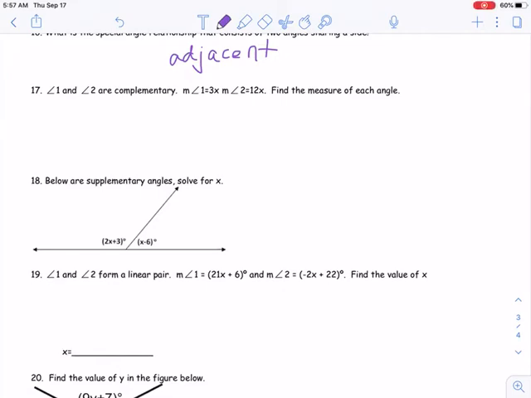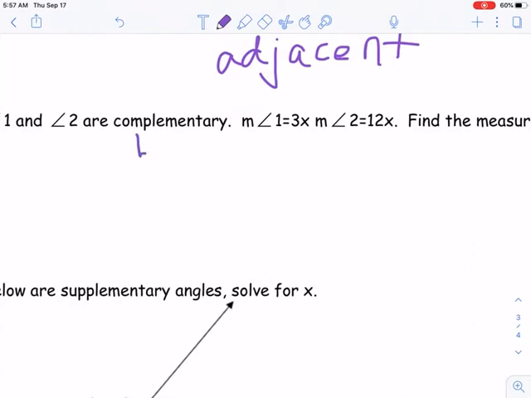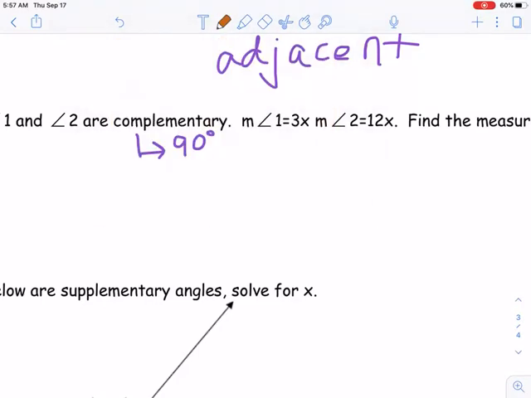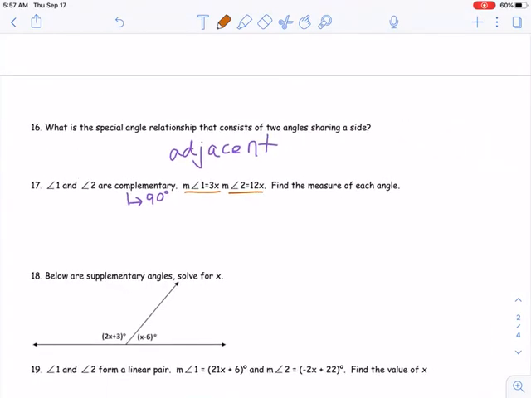Alright, so now we have angle 1 and angle 2 are complementary. So we're going to pause here and say, yay, 90 degrees. I know what complementary means. Alright, and then it's telling us that the measure of angle 1 is 3x, the measure of angle 2 is 12x, saying find the measure of each angle.